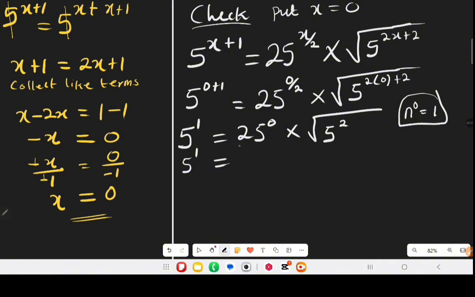So therefore, 25 raised to the power of 0 will turn to 1 times square root of 5 squared. Square we cancel square roots, left with 5 times 5. Therefore, 5 raised to the power of 1 is equal to 5, equal to 5 times 5 gives us 5. The left hand side is equal to the right hand side, so our answer is correct.